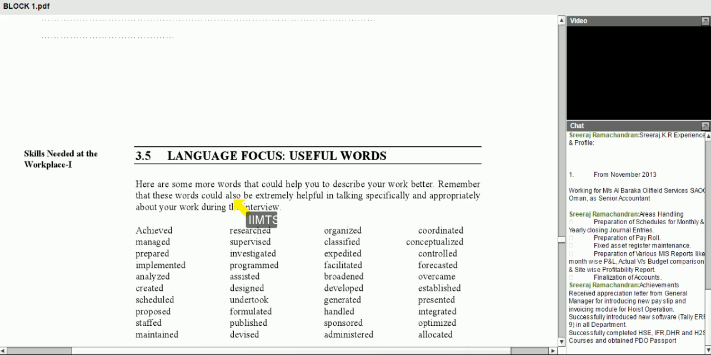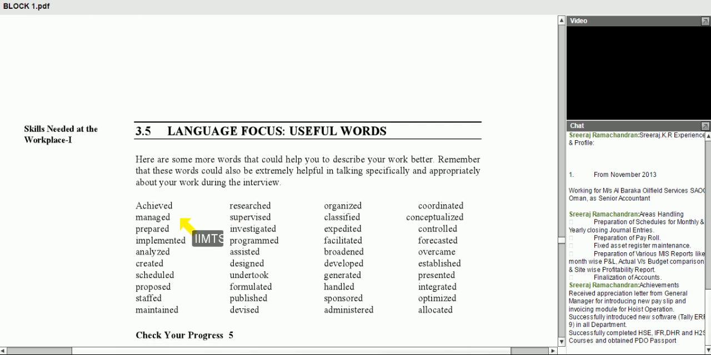Here are some more words that would help you to describe your work better. Remember that these words would be extremely helpful in talking specifically. So when you are designing your CV, just make sure you use the words which make you sound specific and appropriate about your work during the interview. Achieved, managed, prepared, implemented, analyzed.